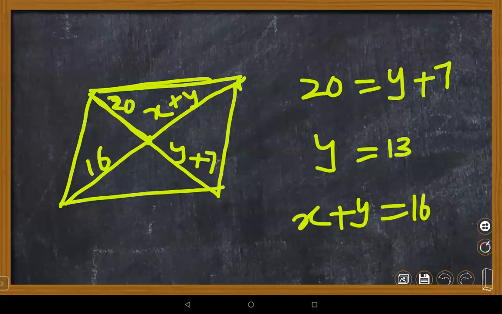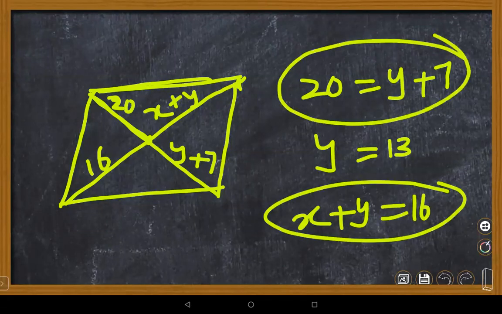Why, Bhavya, are you giving this rule? What is the property you are using to give that equation? Ma'am, diagonals bisect each other. Very good. That property name you also need to mention.